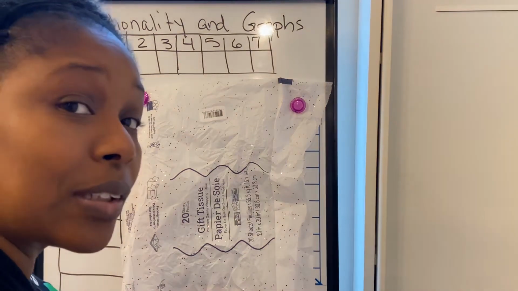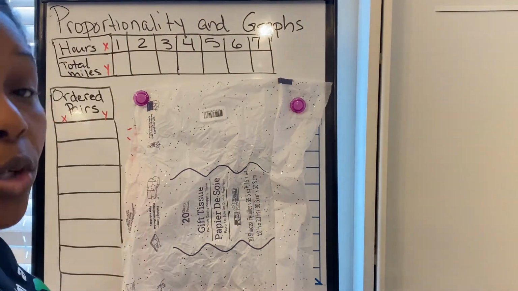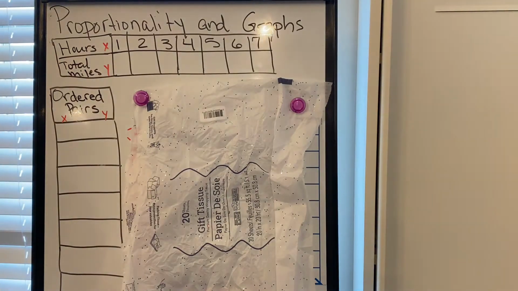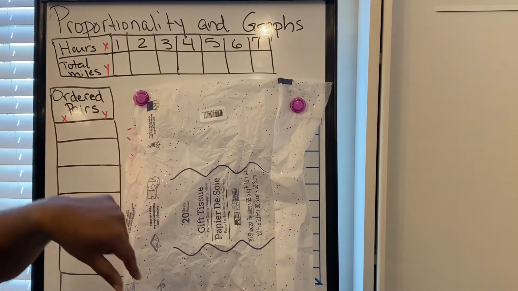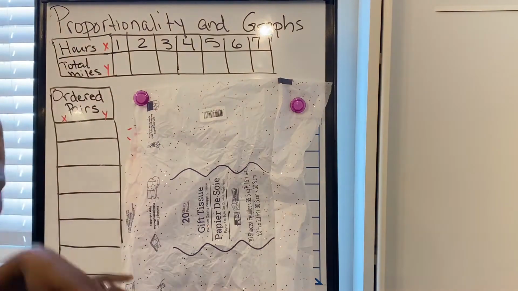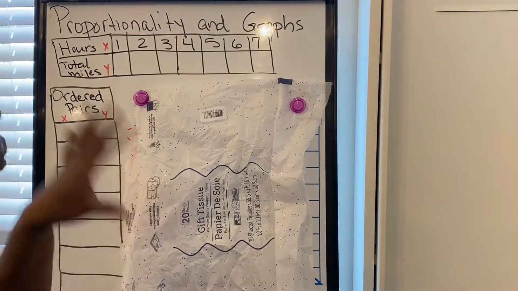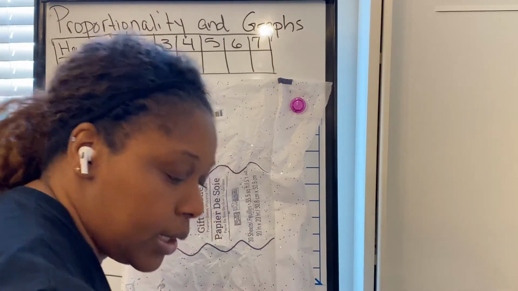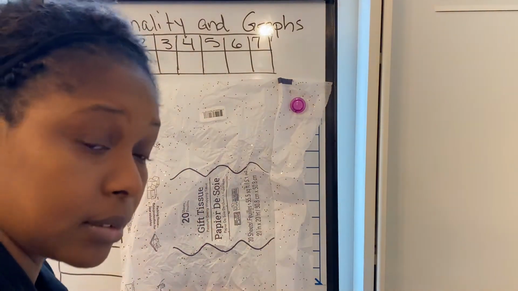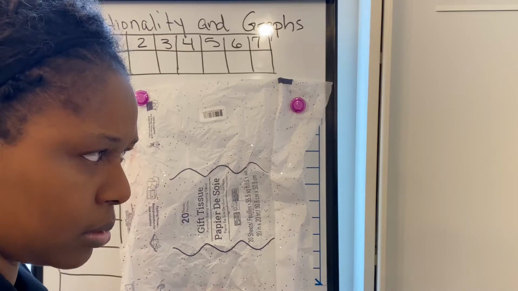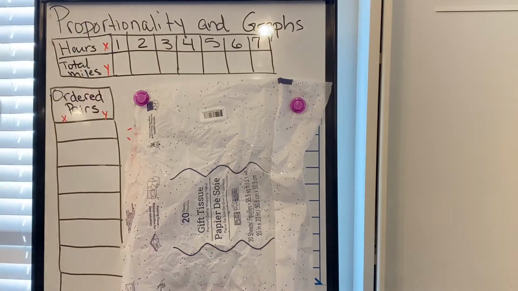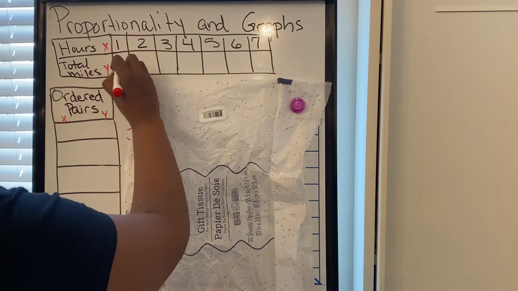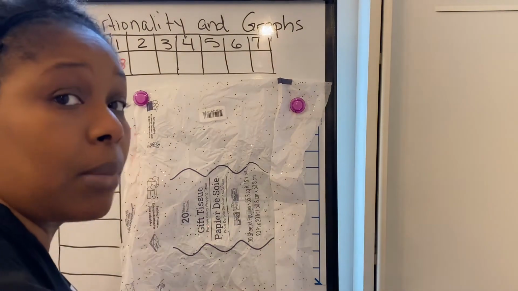All right, so let's get to the last video. So we have proportionality and graphs. We're going to look at a bike rider who cycles 18 miles in 1 hour. So in 1 hour, he can go 18 miles.